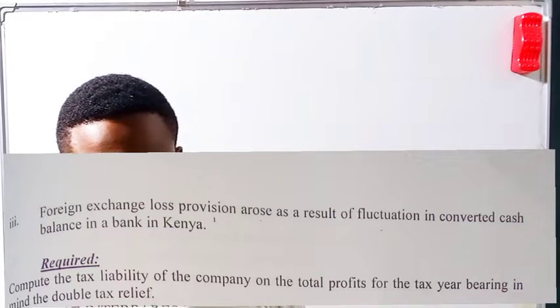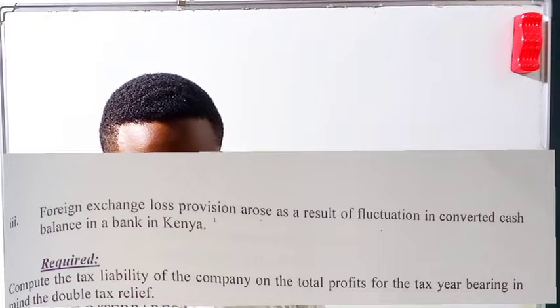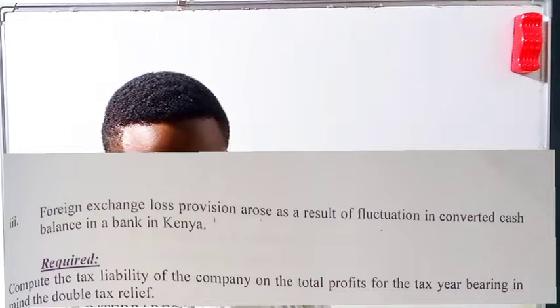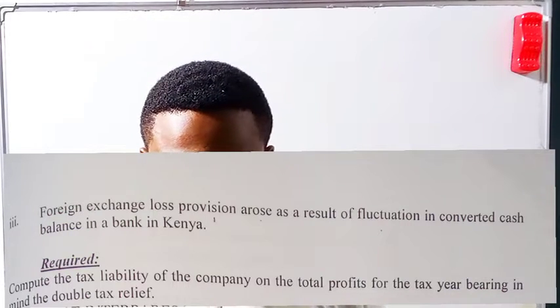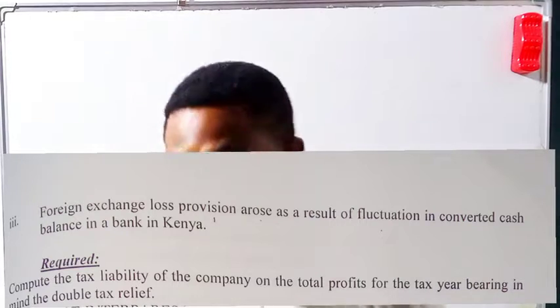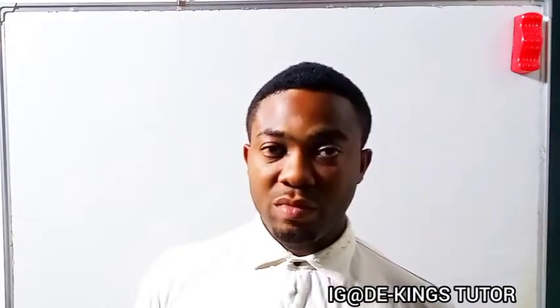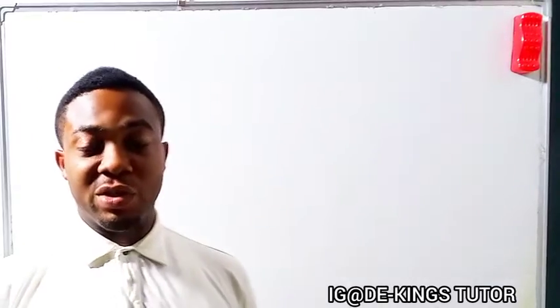Required, compute the tax liability of the company on the total profit of the taxpayer, bearing in mind double taxation relief. So they're asking us to compute the tax liability of the company on the total profit of the taxpayer, bearing in mind double taxation relief. Okay, so we're going to prepare this now, considering in mind the double taxation relief.